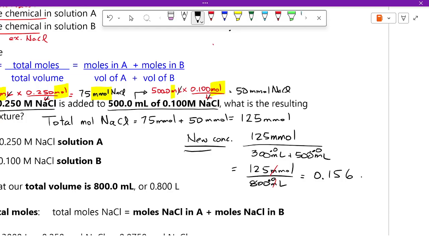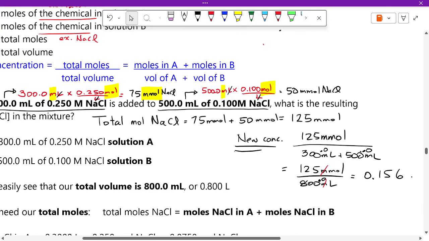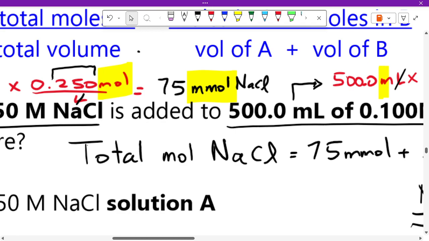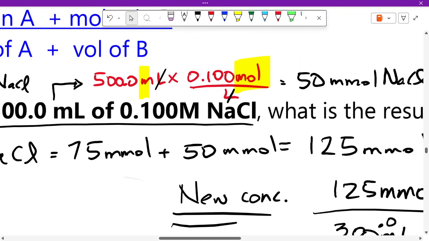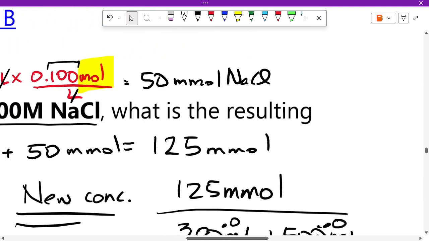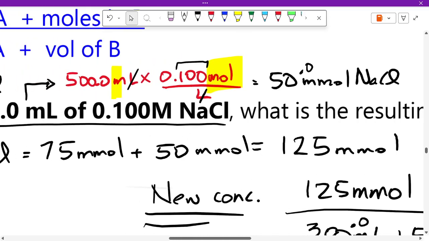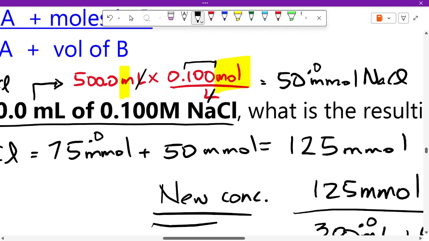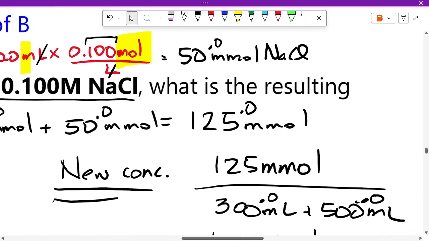And the 75 should actually have 3 sig figs, right? The 75 should actually be 75.0. Yes? And the 50 should actually be 50.0. So I have 75.0 plus 50.0 equals 125.0. Oh.